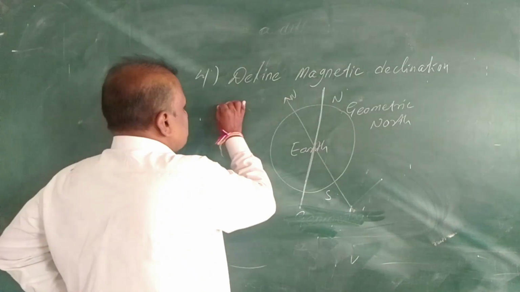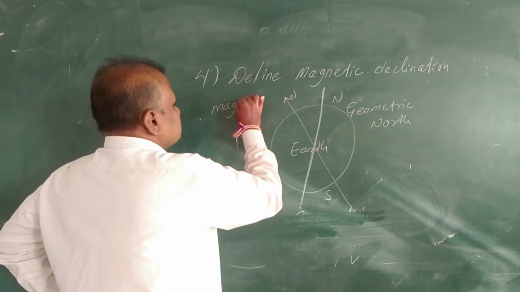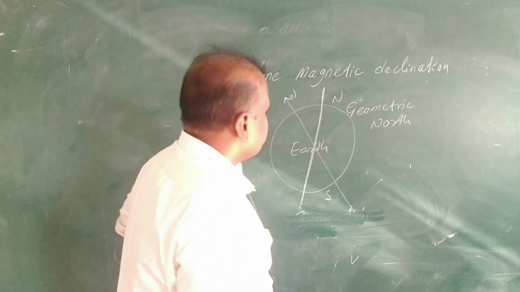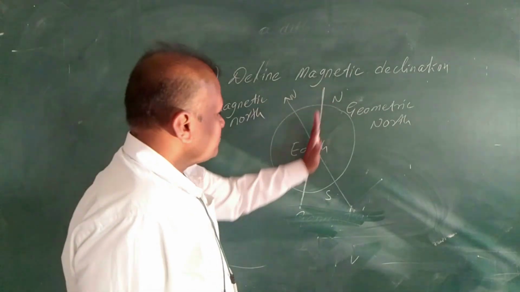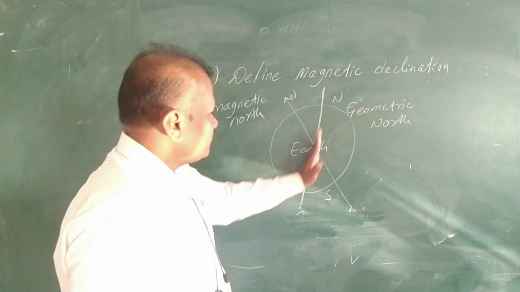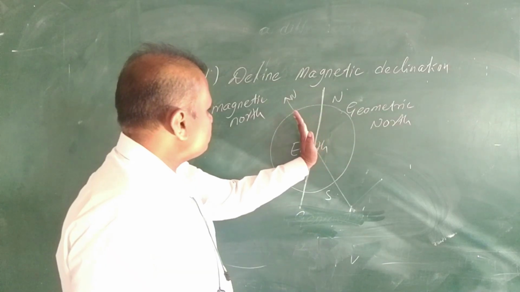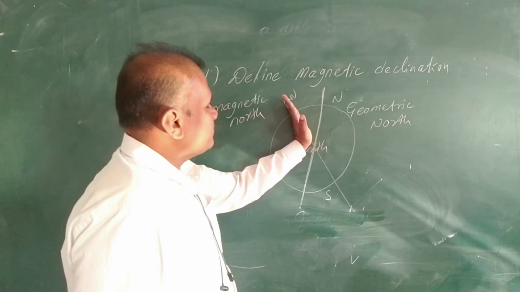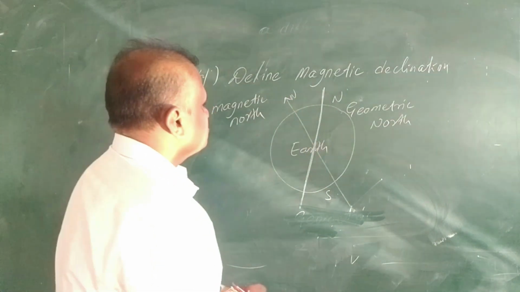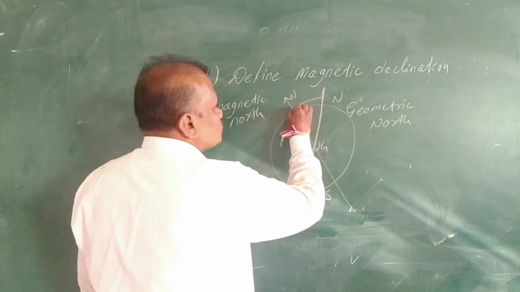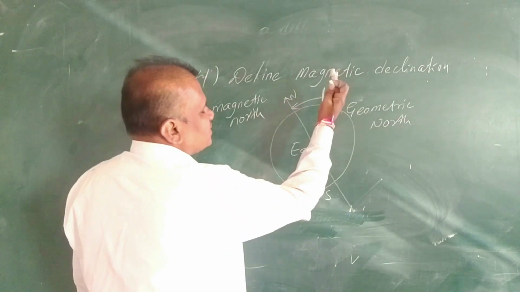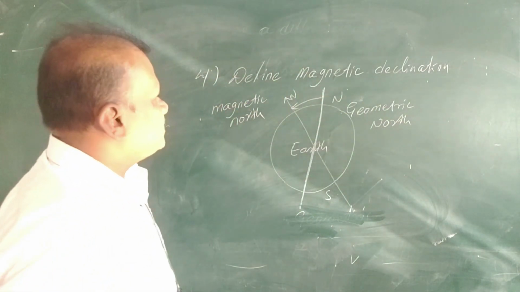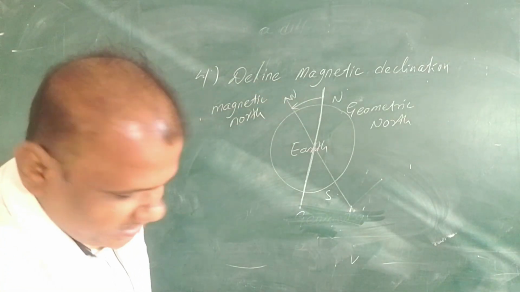So this is called the magnetic north. Actually it is a line which is passing through the north and south pole of Earth, but the actual magnetic field will be in this direction, the magnetic field produced by the Earth magnet. So the deviation, the angle between these two, the actual geometric north and the magnetic north of Earth, that is called the magnetic declination.